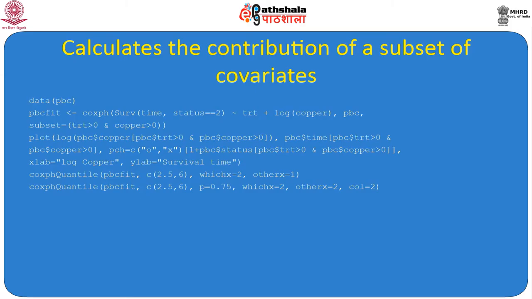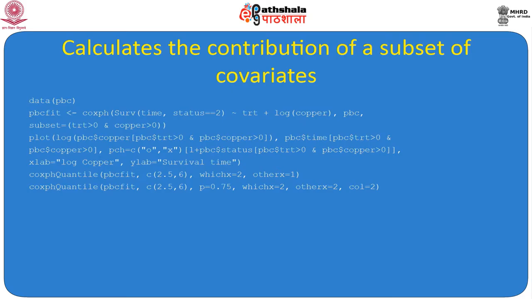Now we are trying to plot these measurements. We put the plot of log of PBC copper, for those having treatment greater than 0 and copper also greater than 0, and on the other axis PBC of time, with the same condition given. For the type, we use the pch option; there are many options, and here we are using O and X. For xlab we put the log of copper value, and for ylab we put the survival times. In the next slide we'll see the graph.